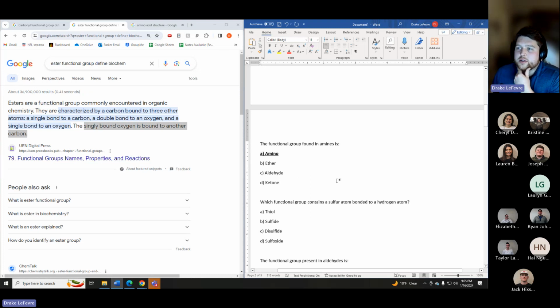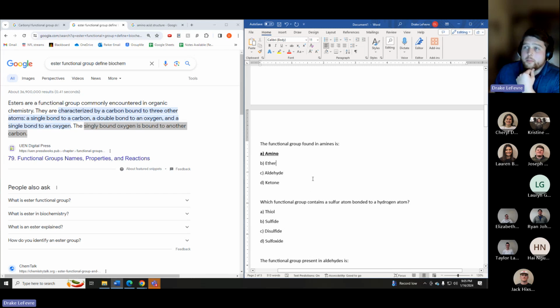What functional group is found inside of carboxylic acid? Carboxyl. What's the difference between a carbonyl and a carboxyl? Carboxyl is acidic. Why is it acidic? What is different about its structure or the atoms that make it up? It has a hydrogen. Good. It has a second oxygen and a hydrogen. So carboxyl is COOH, and a carbonyl is just C double bond O, so just a CO.